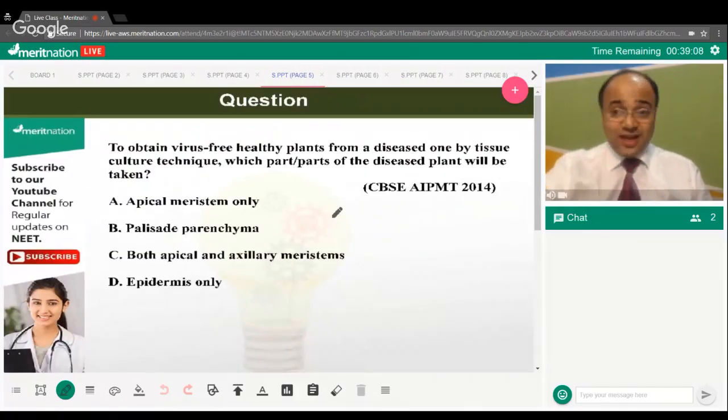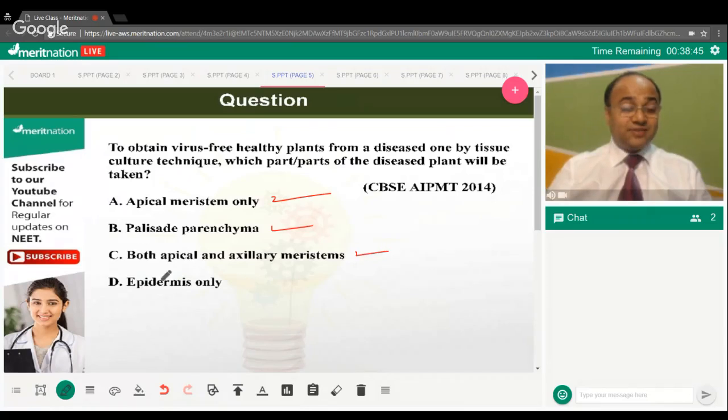And the next question is, to obtain virus free healthy plants from a diseased one by tissue culture technique, which part or parts of the diseased plant should be taken? Is it the apical meristem? Is it the palisade parenchyma? Is it both apical and axillary meristem, or is it epidermis only? So which of the plant parts are you going to take to ensure that there is no virus in the new plantlets which you are obtaining through the technique of tissue culture?